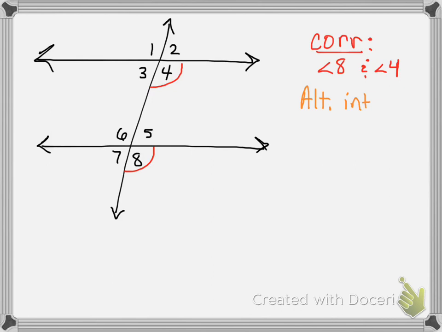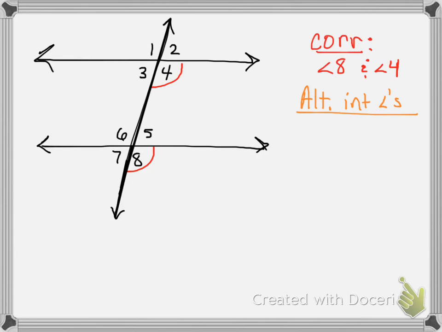All right, the next type of angles that we have are alternate interior angles. Alternate means on opposite sides of our transversal. So we think about where is your transversal? It's this line that's cutting through the middle of the parallel lines. So it needs to be on opposite sides of those, and then on the inside of your parallel lines.